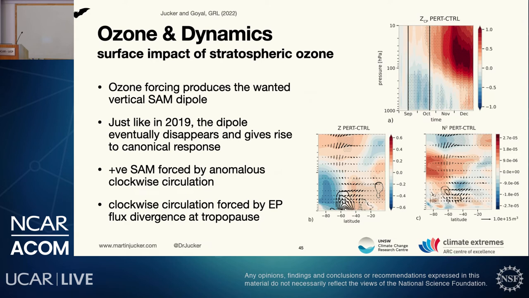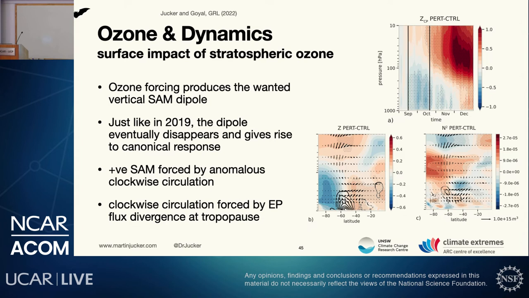Anomalous EP fluxes: there's anomalous downward, which means much less EP flux going up during this period. And these contours are the stream function, positive meaning clockwise circulation because we're in the Southern Hemisphere. And on the right, this is N squared, the static stability, in the shading. So we see a large increase in static stability exactly where the ozone heating takes place. The stratosphere is simply being warmed on top, so you increase the stability atop the troposphere.